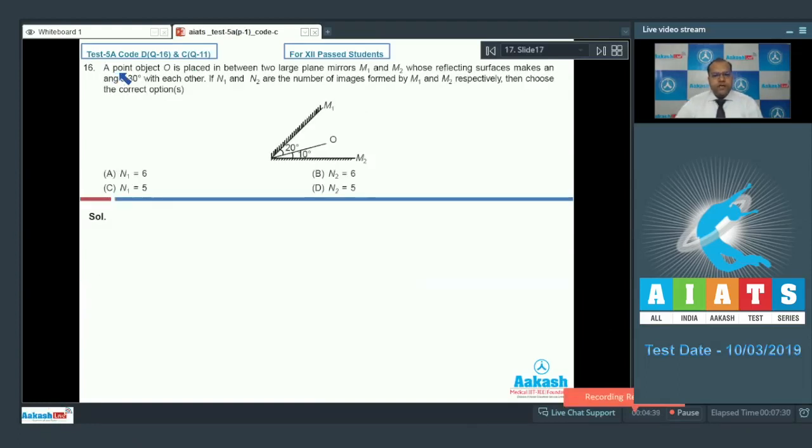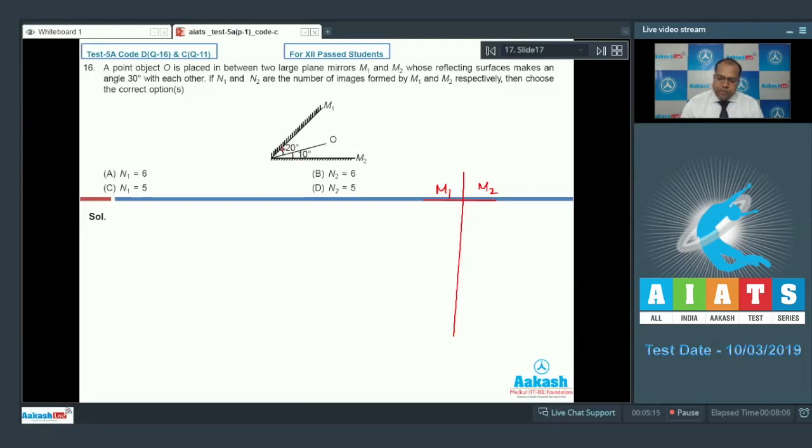In question number 16, a point object O is placed in between two large plane mirrors M1 and M2 whose reflecting surfaces make an angle of 30 degrees with each other. If N1 and N2 are the number of images formed by M1 and M2 respectively, then choose the correct options. So in order to solve this problem, I have to make a table. This is the mirror M1 and this is the mirror M2.